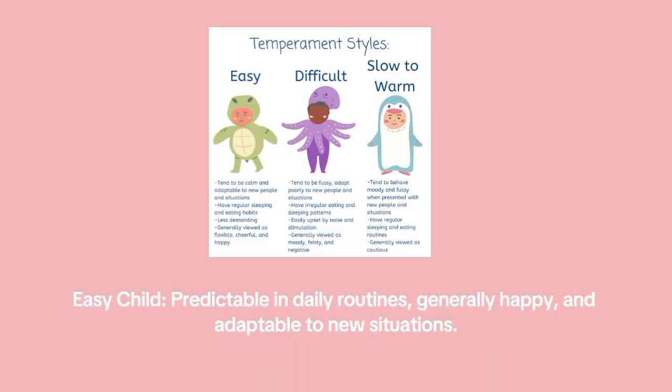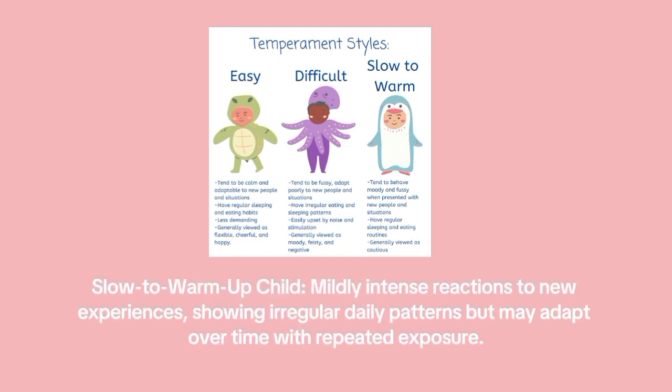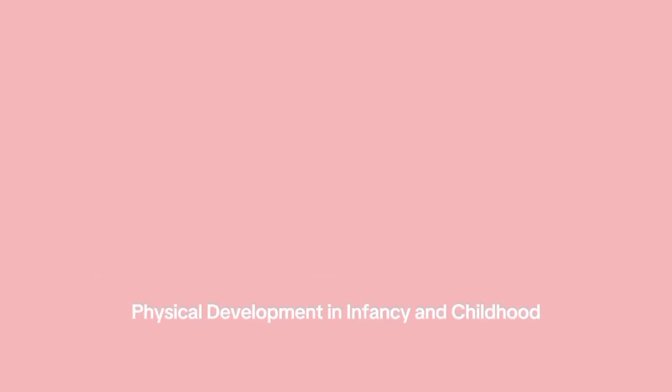Temperament types. Easy child, predictable in daily routines, generally happy and adaptable to new situations. Difficult child, unpredictable in routines, often unhappy, and slow to adapt to new situations. Slow to warm up child, mildly intense reactions to new experiences, showing irregular daily patterns but may adapt over time with repeated exposure. Physical development in infancy and childhood.